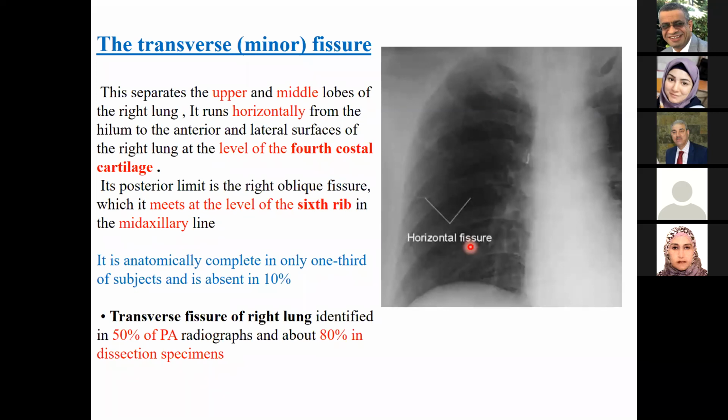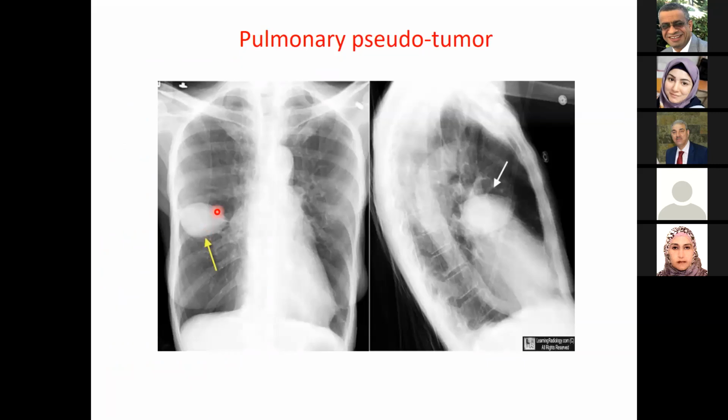Pulmonary. This patient presented with a chest X-ray done. PA and lateral show a loculated fluid collection in the transverse fissure. This occurs mostly in patients with congestive heart failure. This is called pulmonary pseudotumor.